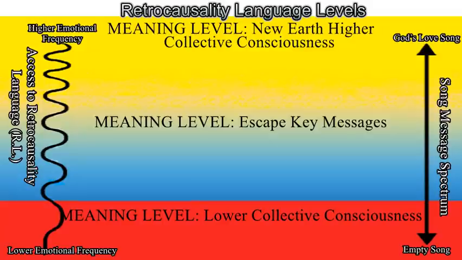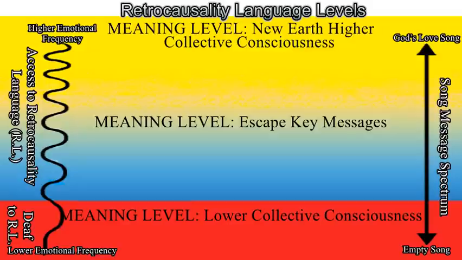Now, on the opposite end of the emotional frequency spectrum, people who are connected to the lower collective consciousness won't hear the retrocausality language because their emotional frequency is so low that it doesn't give them access to it. So once we can train ourselves to ignore the distractions and negative theatrics of the lower collective consciousness, we can mentally and emotionally disconnect from the lower collective consciousness.